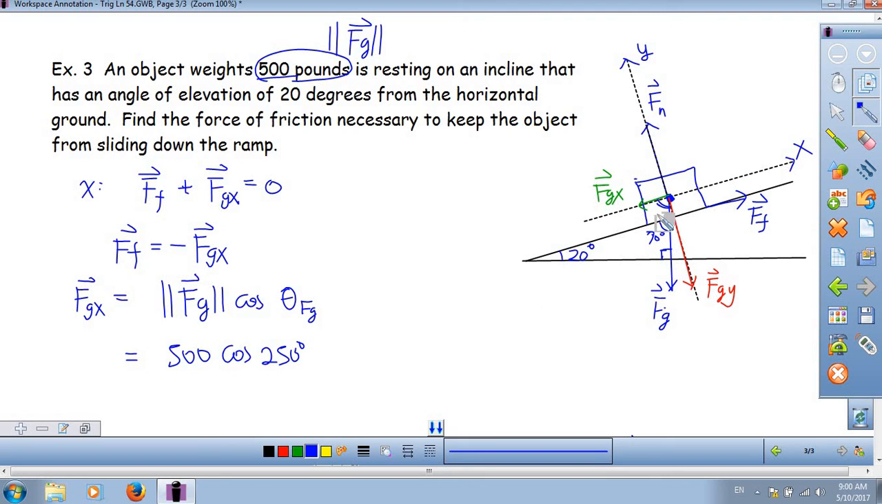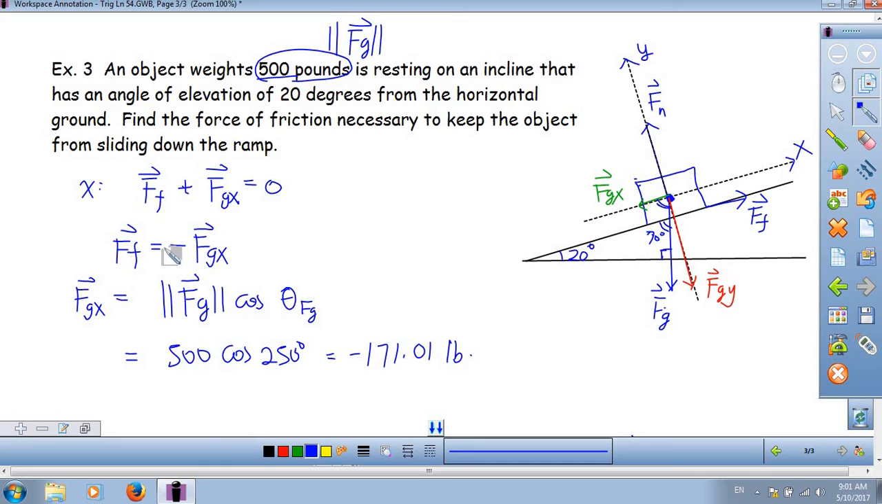Again, how do I get 250? It's 70 plus 180. If we're going to keep our measures straight, we start measuring from the initial side all the way down here, which is 250 degrees. So F_gx would be 500 times cosine of 250. Let's go ahead and type it in a calculator. That would be negative 171.01 pounds. So that is the magnitude.